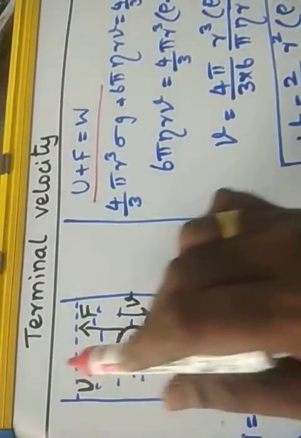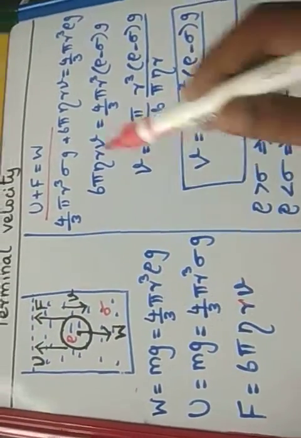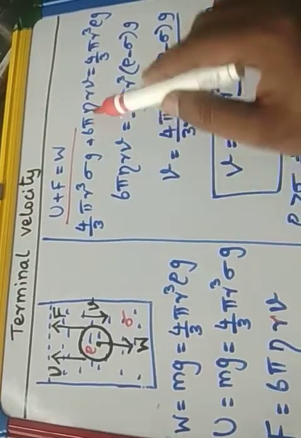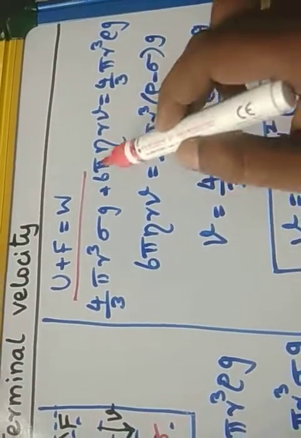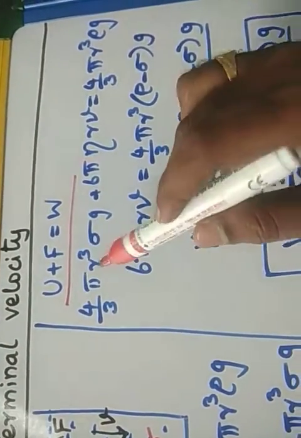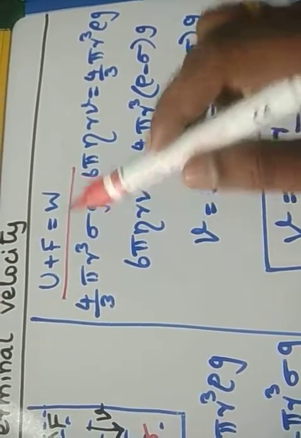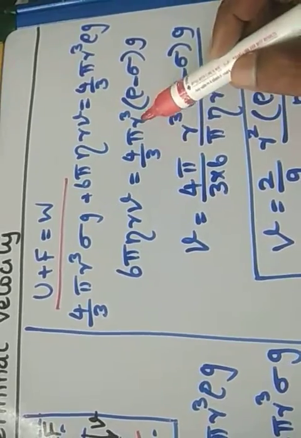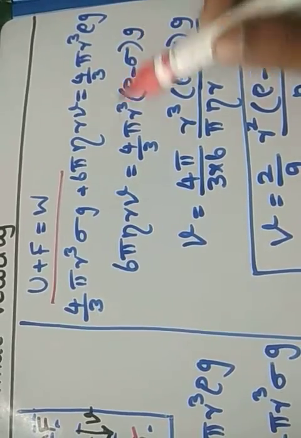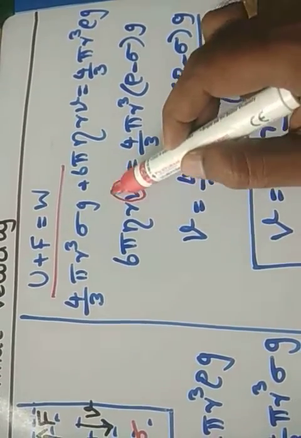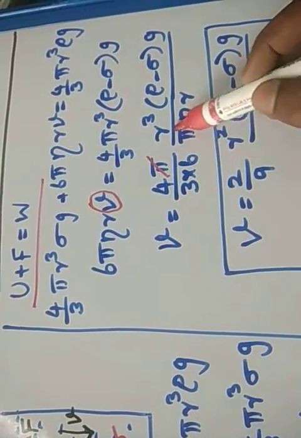W is acting downwards, and the upthrust and the Stokes force are acting upwards. So if you equate these three equations by substituting, the upthrust, the Stokes force, and the weight of the body. I keep the Stokes force as it is and bring the upthrust term to the right side. 4 by 3 pi r cube, g is a constant, so I take these common things outside: 4 by 3 pi r cube, rho minus sigma, g. Then I need only the terminal velocity v alone, so the remaining terms come to the denominator. This pi and this pi get cancelled.